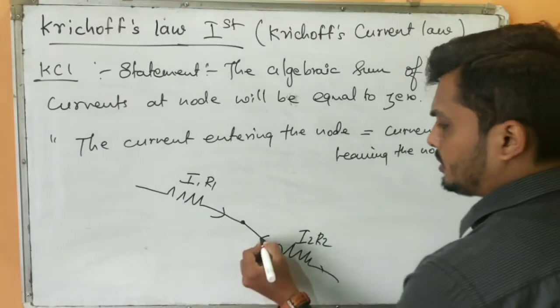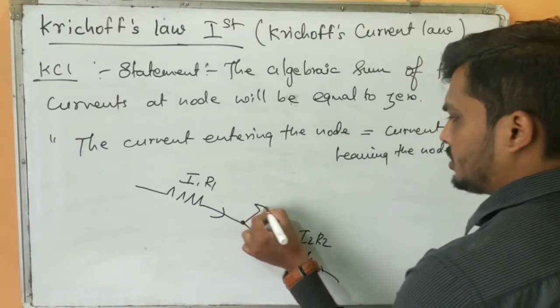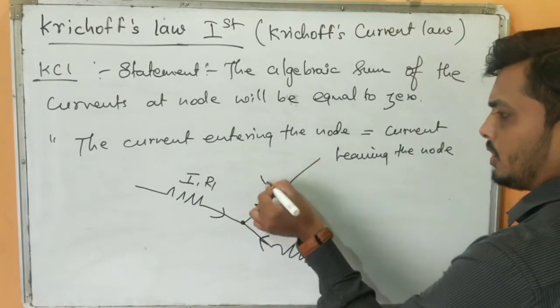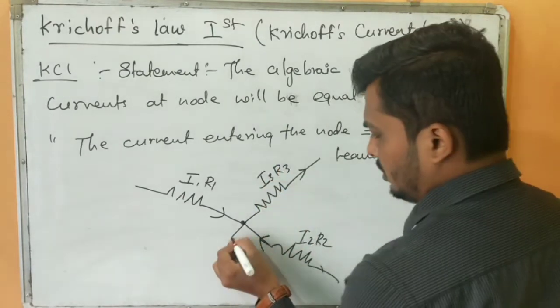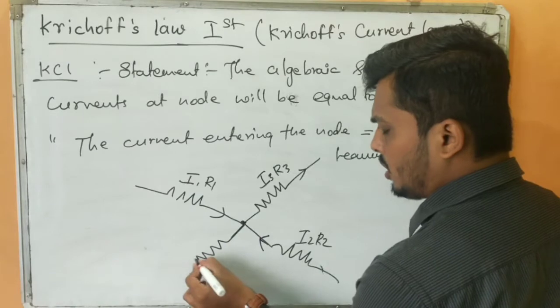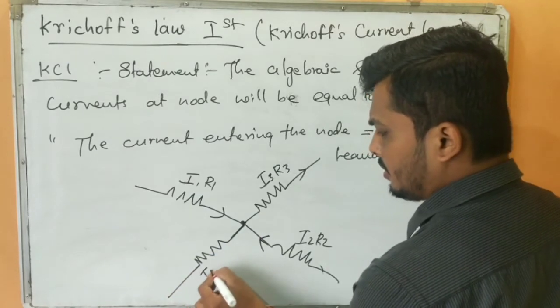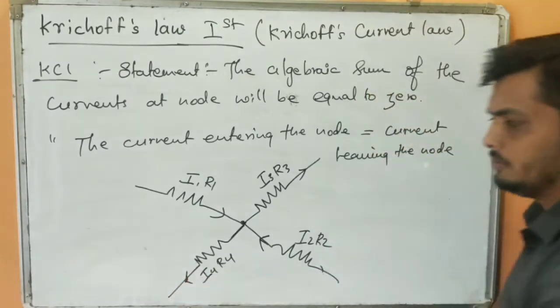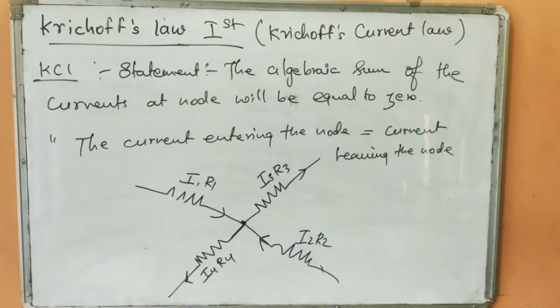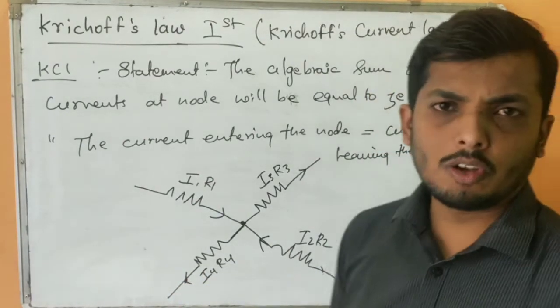We should go as per sign conventions. I will tell you what the sign conventions are. One more conductor I3 having resistance R3 is leaving the node, and one more conductor I4 having resistance R4 is leaving the node. Now please look carefully here and try to apply Kirchhoff's current law.